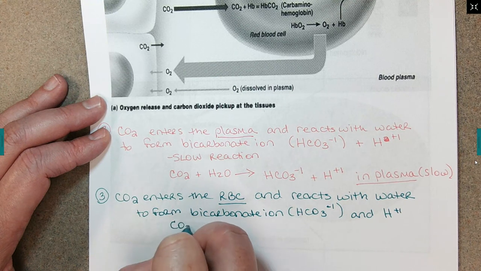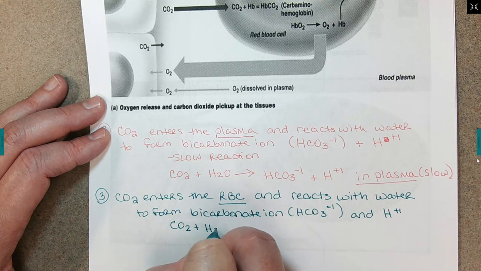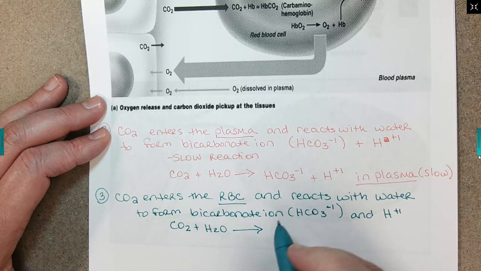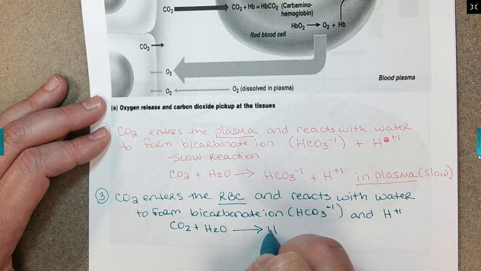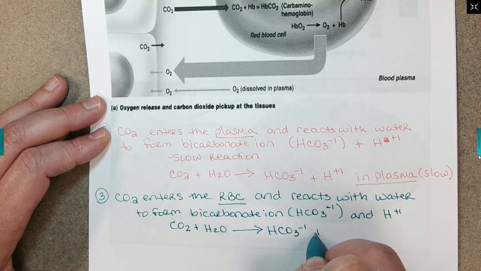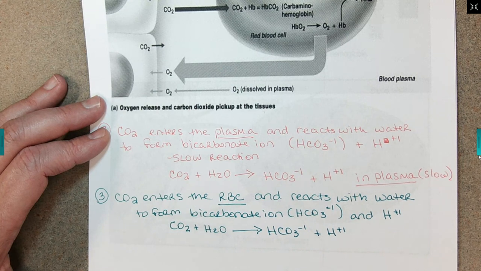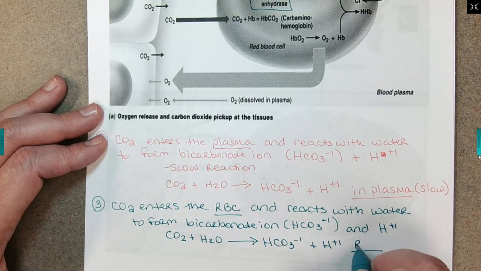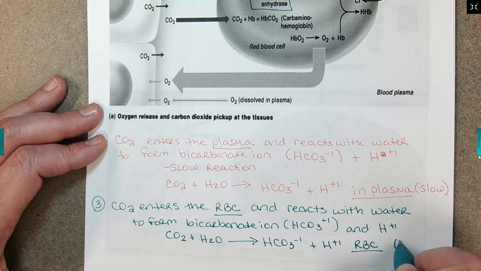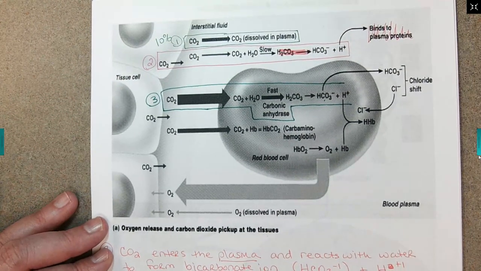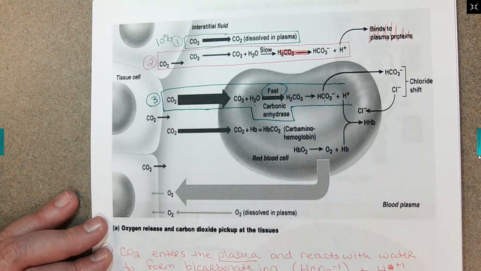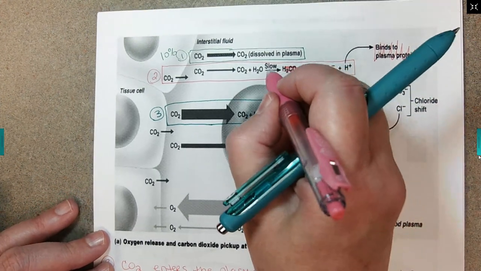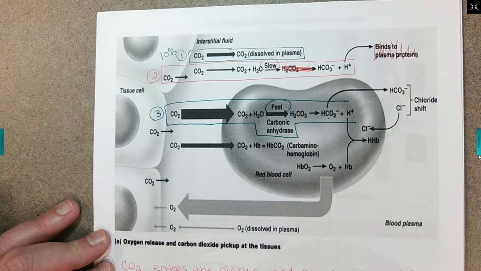So we have carbon dioxide plus water forms your bicarbonate ion, HCO3 minus 1, plus some hydrogen gas. Now, again, like we said, this happens in the red blood cell, and this is a very fast reaction. So if you notice right on top of this arrow right here, it says it's fast, where the other one, where it happens in the plasma, it says it's slow.